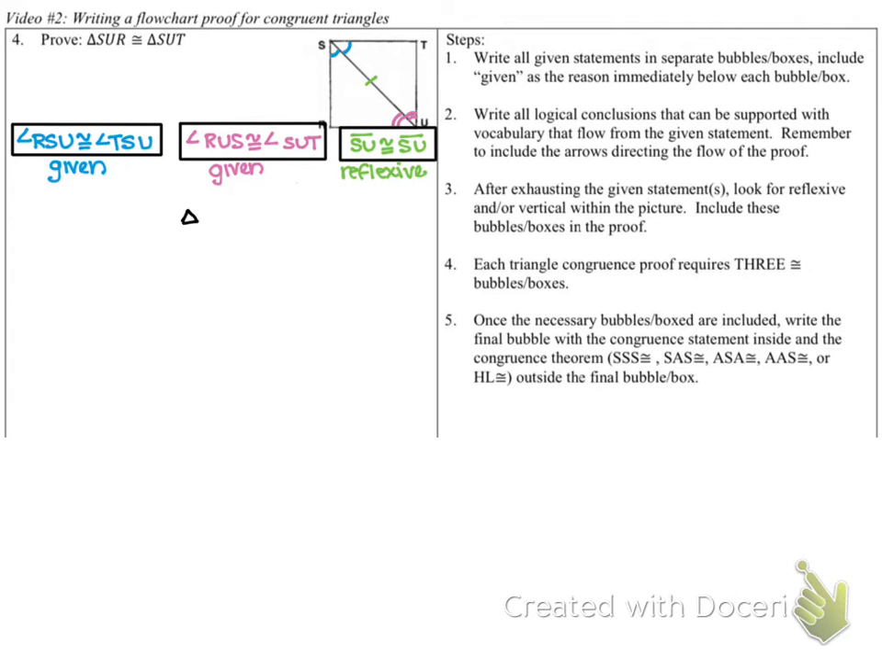So we're going to talk about the triangles now. And you can actually just use the name that was given to you, SUR congruent to SUT. Reason, angle, side, angle congruence. Now, it is a flow chart, so you need to make sure that you actually show that the bubbles that were used, which was all of them, actually flow down to get to your final bubble.